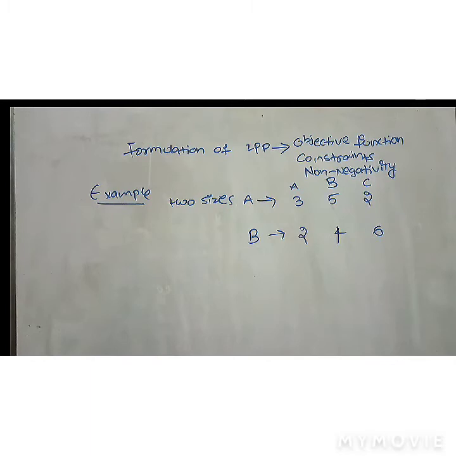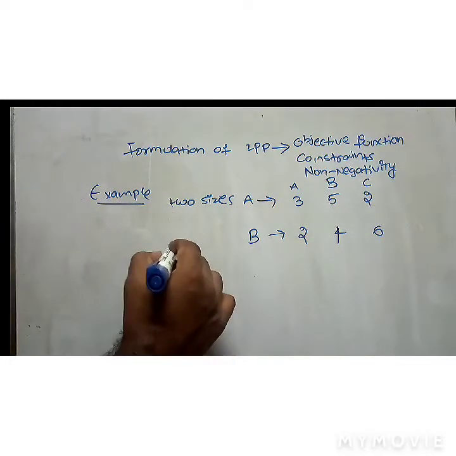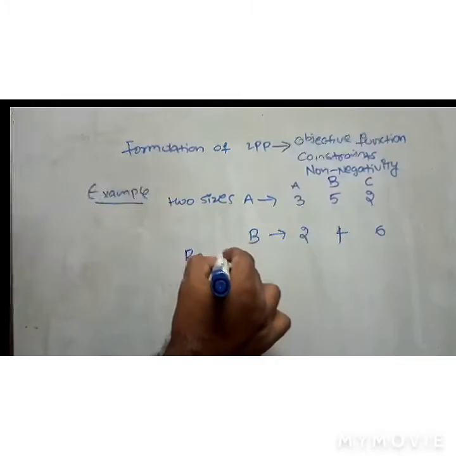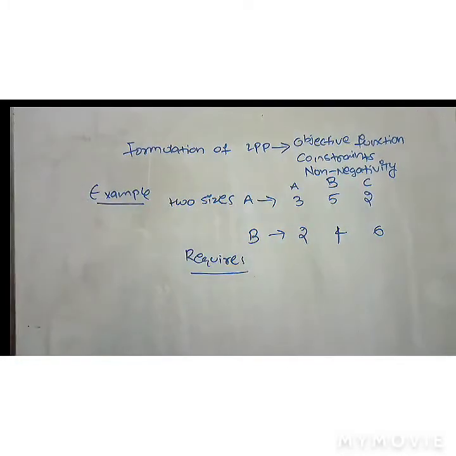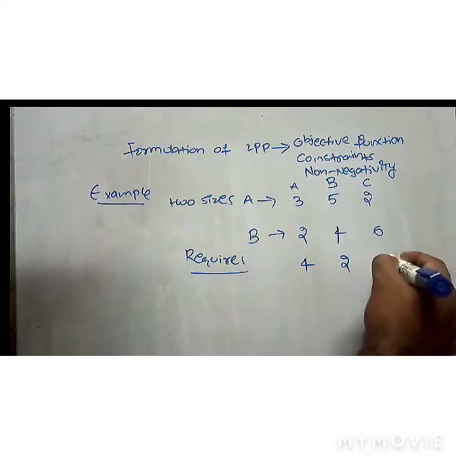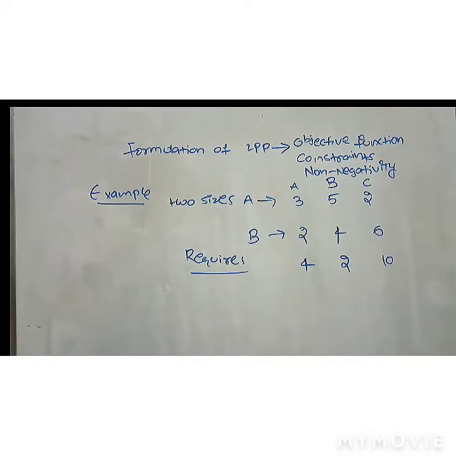Next, the user requirement. The user requires at least 4 grains of aspirin, 2 grains of bicarbonate and 10 grains of codeine to get rid of the headache. This is a headache tablet, for example. So this is a condition.